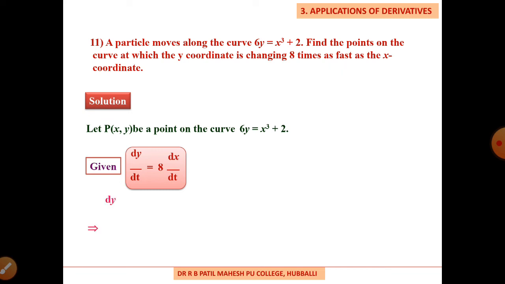Now this implies dy by dt divided by dx by dt. You take that term dx by dt to the left hand side, so this term equal to 8. Now on the left hand side, dy by dt divided by dx by dt is nothing but dy by dx. This term is equal to 8. So this is the given term, that is dy by dx equal to 8. Now by using this one, next you have to find out the points.